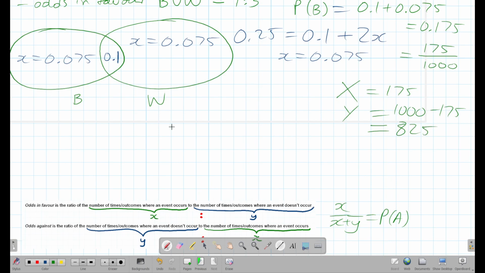Okay, we have our x, we have our y. We're just going to put these in a ratio. So we have 175 to 825. And if you simplify this down, you get 7 to 33. And that is your answer. And it also matches the one in the book.